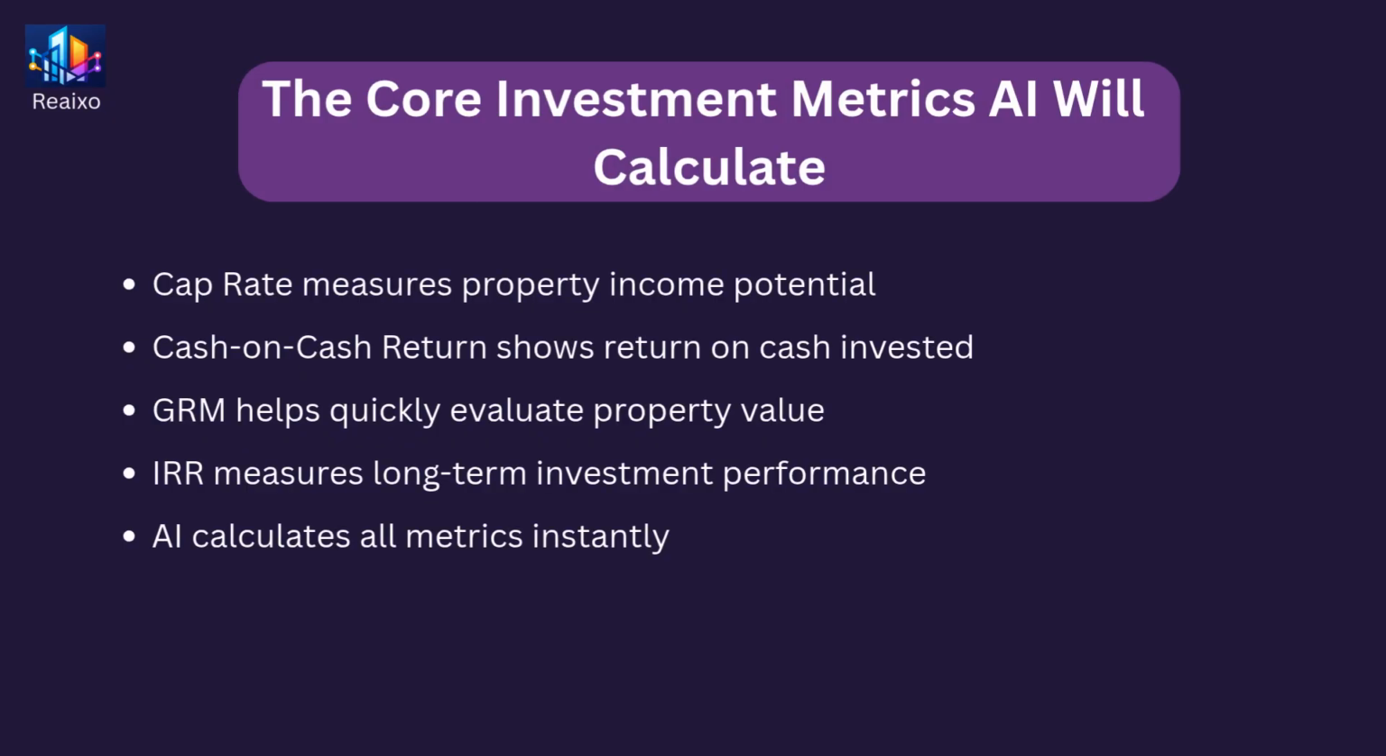The core investment metrics AI will calculate. Before using AI effectively, it's important to understand the key metrics it calculates. Cap rate measures income relative to property value, giving a quick sense of profitability. Cash-on-cash return shows how much return you're earning on your actual invested cash, especially important when using financing. Gross rent multiplier helps quickly assess value by comparing price to rent. Internal rate of return, or IRR, evaluates the total return over time, factoring in both cash flow and appreciation. AI can instantly compute all of these from basic inputs, turning raw data into actionable insights.